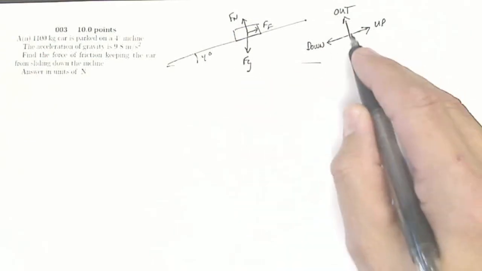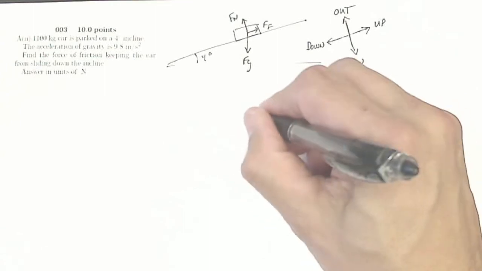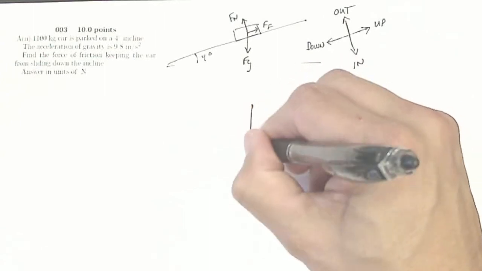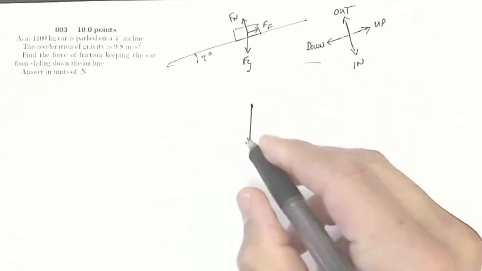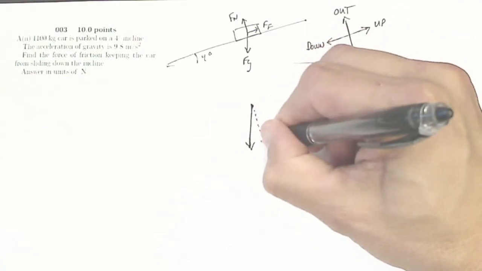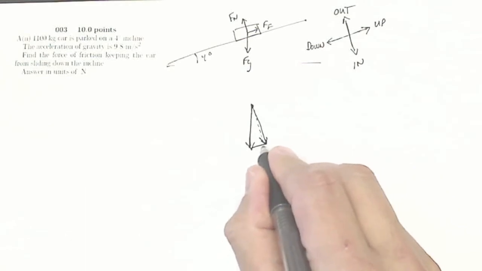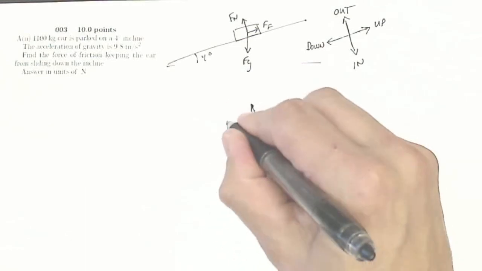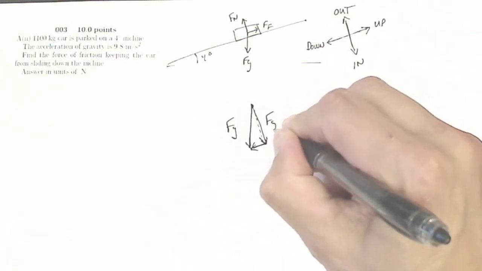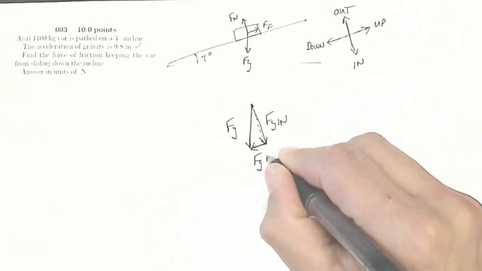Gravity is neither all the way in or all the way down. Gravity is made up of components. So if I take my force of gravity that is straight down, what I can do is take that force and split it into how much is gravity pushing into the ramp and how much is gravity pushing down the ramp. So this is my force of gravity. This is my force of gravity into the ramp, and this is my force of gravity down the ramp.